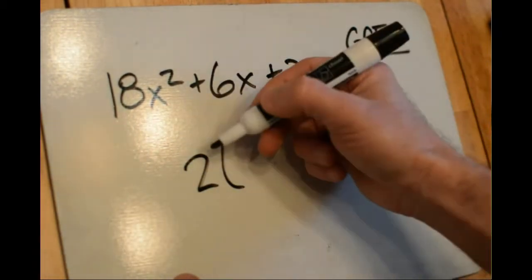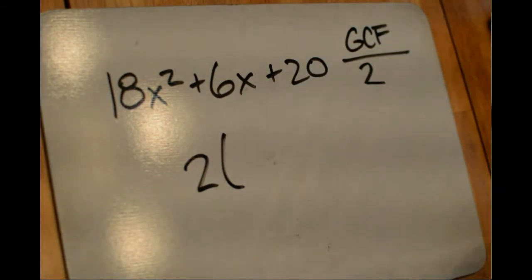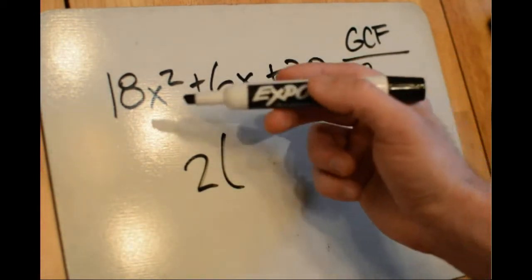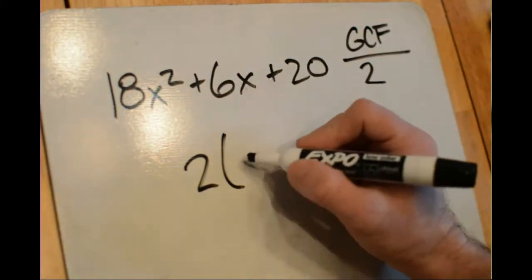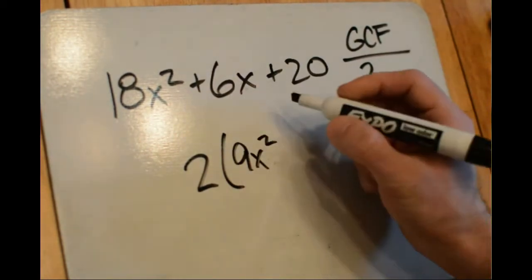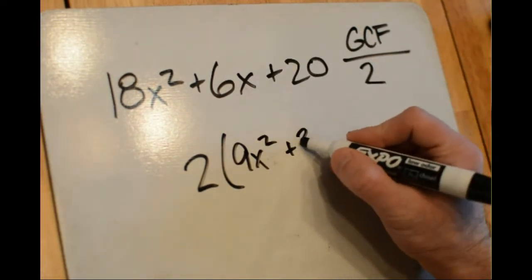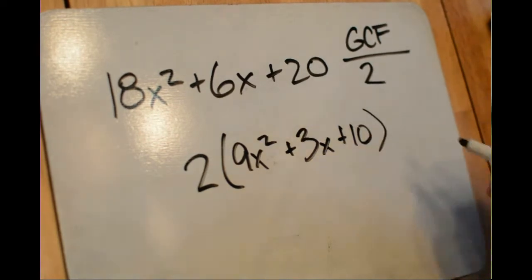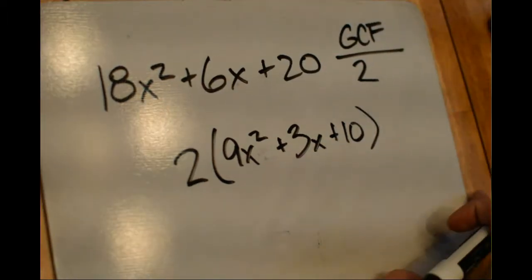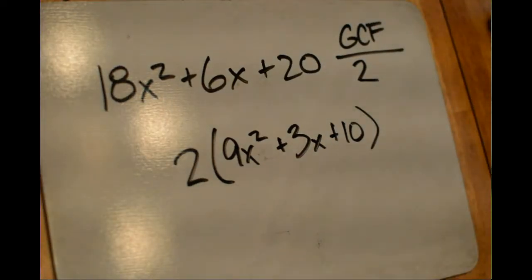Whatever you're dividing out, write that on the outside of some parentheses, and then divide that factor from each of the terms. So 18x squared divided by 2 will be 9x squared. 6 divided by 2 is 3, so that'll be 3x. And then 20 divided by 2 is 10, and so that's 10. So what I've done is factor out the greatest common factor, which was 2. I've divided that factor out.